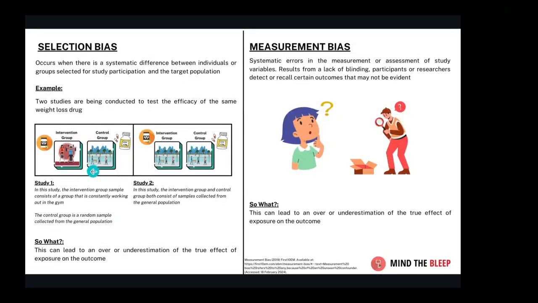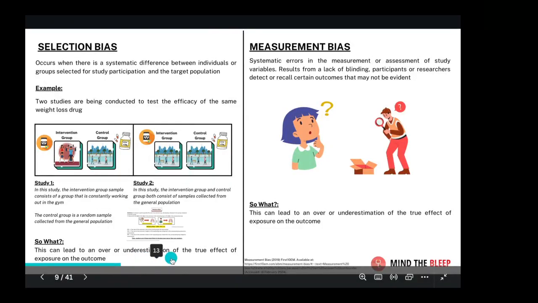If you were to conduct this study in a more proper way, you would select random people from a population and then divide them equally into your intervention group and your control group, right? The control will receive a placebo, the intervention will receive the weight loss drug, and you monitor them over time. This is what we discussed in our last session, and this is what is known as the randomized control trial. The problem with doing this wrong is that it can lead to a false result, so an over or an underestimation of the true effect of an exposure or outcome.